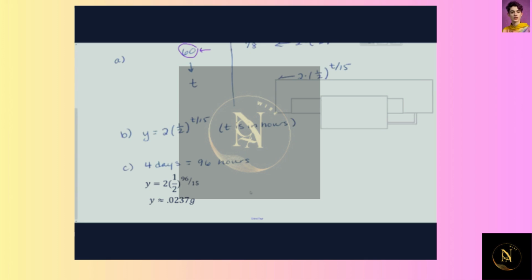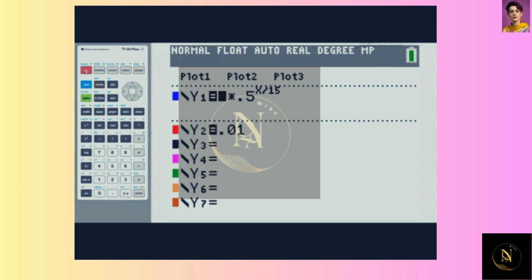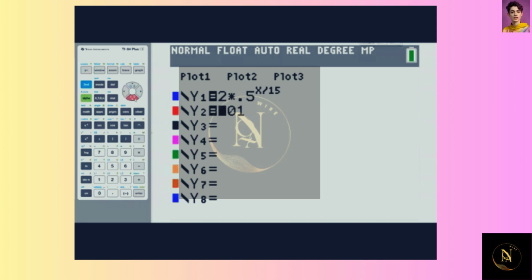And lastly, we want to know how long it would take for the mass to be reduced to 0.01 grams, 1/100th of a gram. So we grab a calculator and we type our function in, 2 times 1/2 to the x over 15 power, and then we also type y equals 0.01. That would be a horizontal line at a height of 0.01, and that represents that level of 1/100th of a gram remaining.